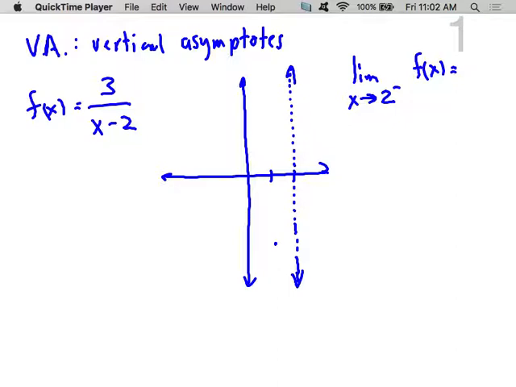So if this doesn't convince you, what's your gut reaction? Do you think it's going to be negative infinity or infinity? Negative infinity. Does everybody agree? Yeah, because it's a multifunction.